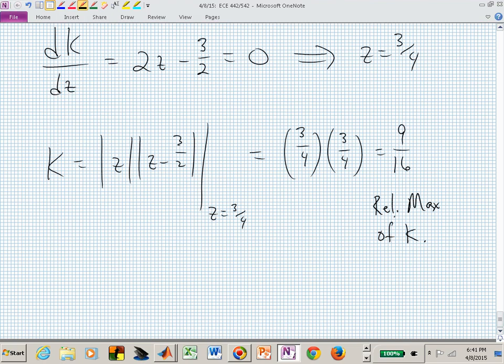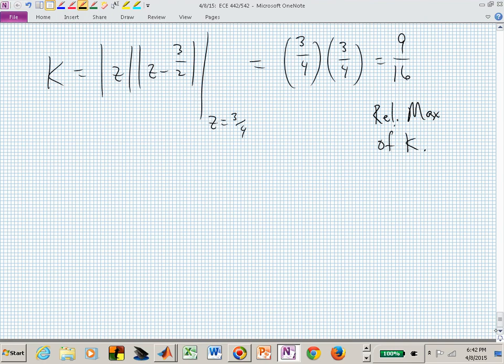And that's really rule number 3. That's the relative max, and we now know the value of gain K to get us to that relative max and what that's going to produce. So you could evaluate the second order polynomial when K is equal to 9/16 and factor it, and you'll get the right answer. You'll get your poles at 3/4. What happens as K increases beyond 9/16?